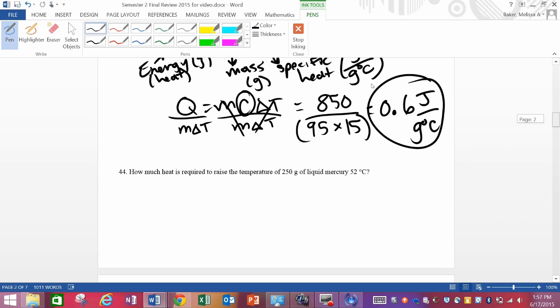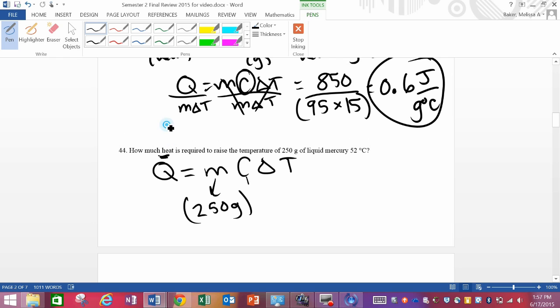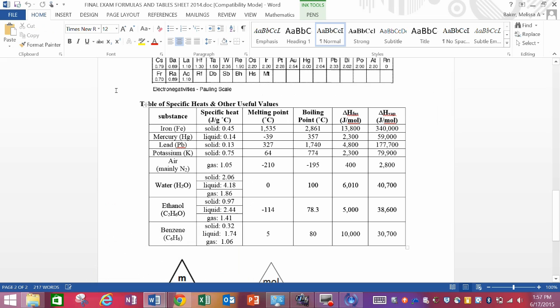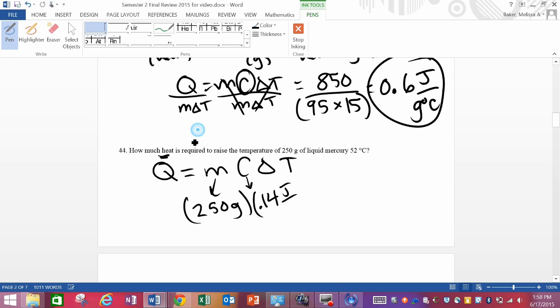What about the one below it? This one's even easier because you don't have to do any rearranging. It just says how much heat, so it's asking you to solve for Q, would be required to raise the temperature of mercury 52 degrees. And you've got 250 grams of it. Well, we need the specific heat for mercury. So you've got to go to your table of specific heats, and it said it was liquid, and that's 0.14. So then we go back and plug in 0.14 joules per gram degree Celsius.